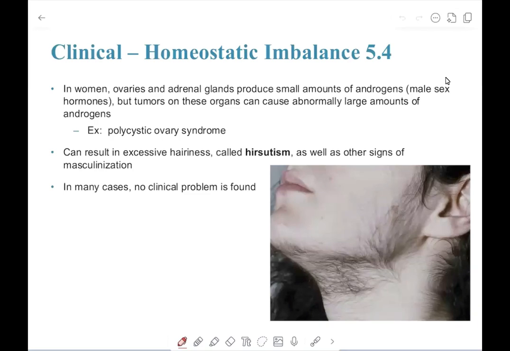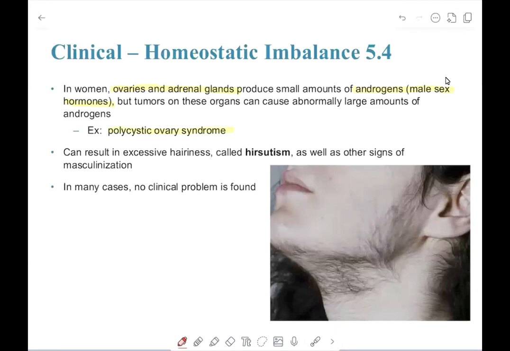This slide is showing a clinical homeostatic imbalance, and it's one in which some women, their ovaries and adrenal glands produce small amounts of androgens, which are male sex hormones, but there are tumors on these organs which are abnormally large, producing these androgens. So, an example of this is due to what's called polycystic ovary syndrome. And in this case, it's the ovaries that are producing the large amount of androgens.